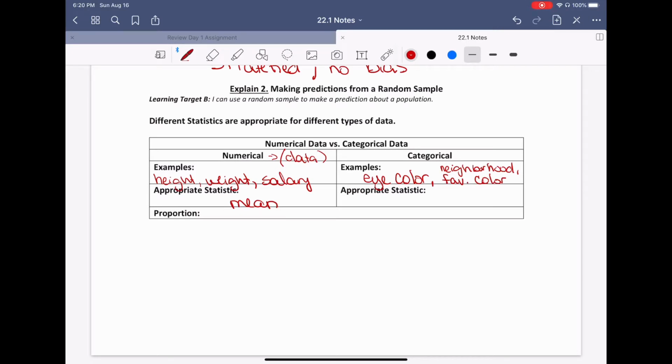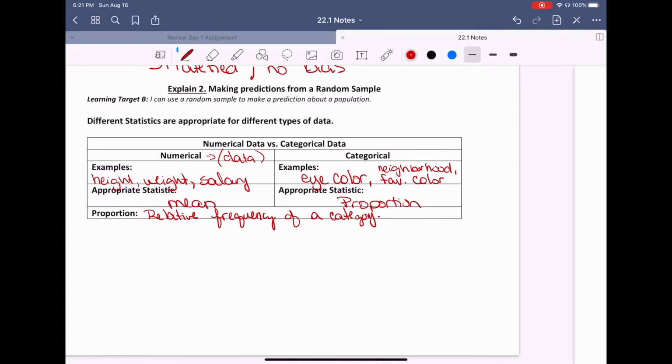As opposed to categorical, we use proportion. Okay, a proportion is what we use to compare categorical data. And when we talk about proportion, well, what is a proportion? A proportion is a relative frequency of a category. Relative frequency of a category. Make sure you have all of these definitions down. You do need to know these definitions.